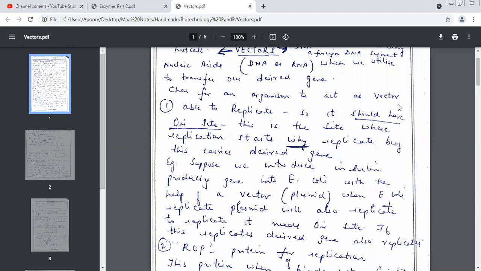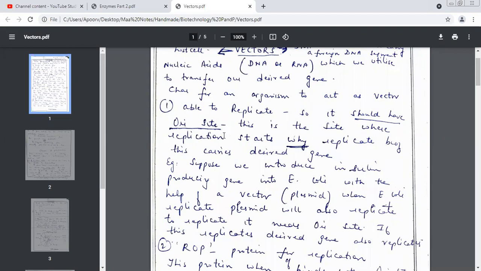inside the host body. Now, if I tell you, okay, go and bring a good vector for me. I want to perform some experiment. I want to insert a foreign gene into a host body. So please go and get me a good vector. You have 5, 6 vectors in front of you. How will you select which one is going to be the vector? You will have to check all these characteristics which I'm telling you. Number 1, most important, I've already told you, it should be able to replicate. It should have an ori site.